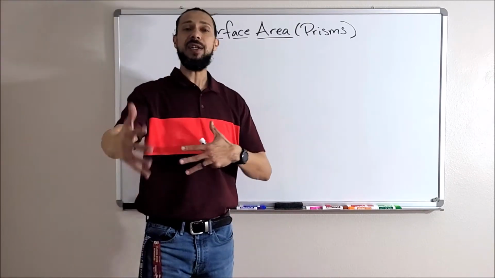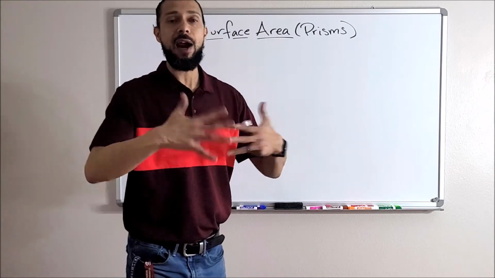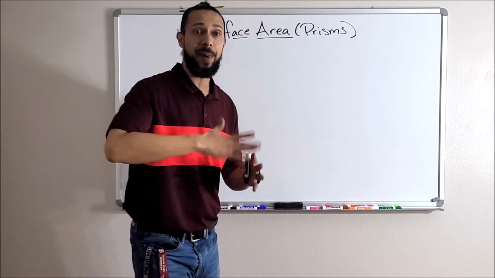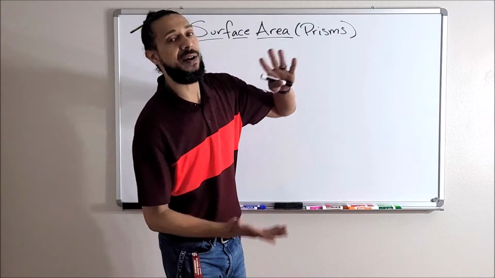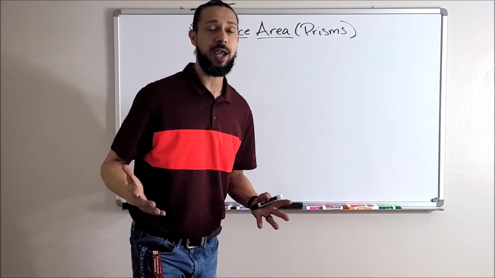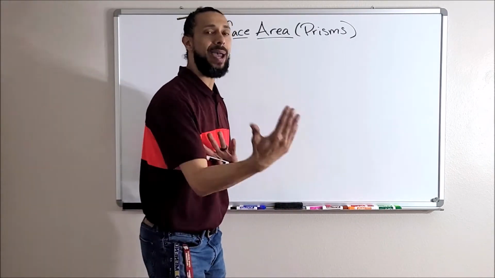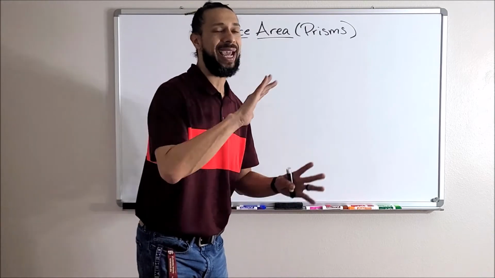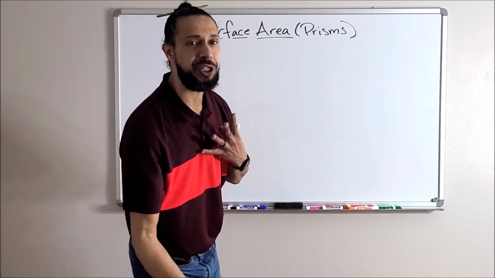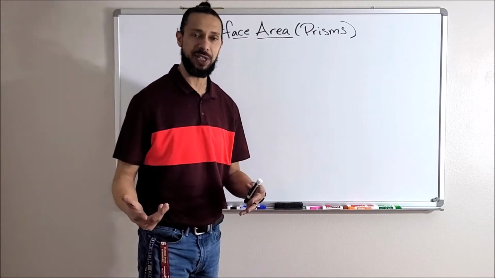So think of surface area as the area, or the two-dimensional space, on top of every surface of a prism, right? Think about if you were covering it with paper, or think about if you were painting the exterior of a three-dimensional shape. That would be surface area.